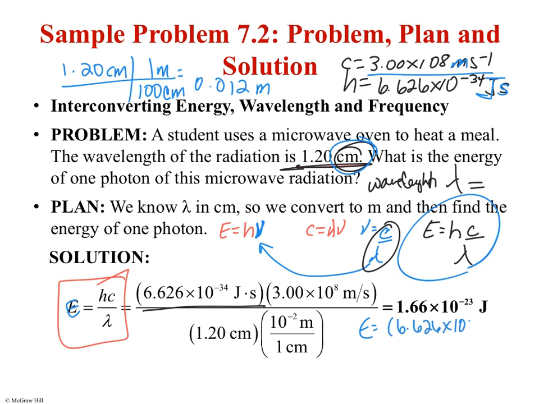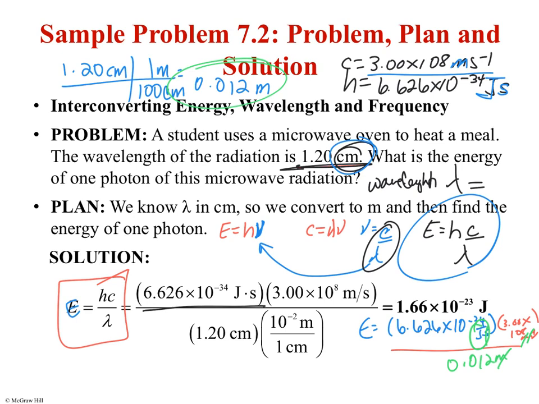And then you plug it in, you would say E equals 6.626 times 10 to the negative 34 joules second times 3.00 times 10 to the 8th meters reciprocal seconds divided by 0.012 meters. The meters cancel out, the reciprocal seconds cancel out, and you're left with joules.